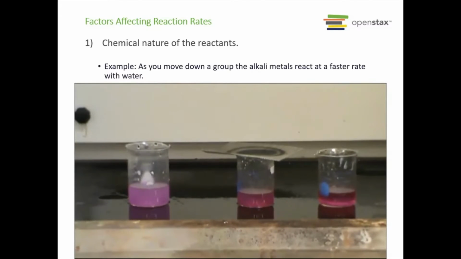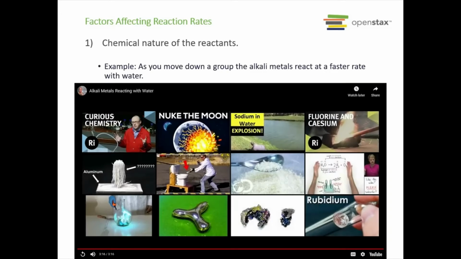All three produce hydrogen gas, all three produce hydroxides. There's your alkali metals. Next we're going to go ahead and do the rubidium and cesium. All right, so pretty cool. If you want to see rubidium and cesium, you can find that later.